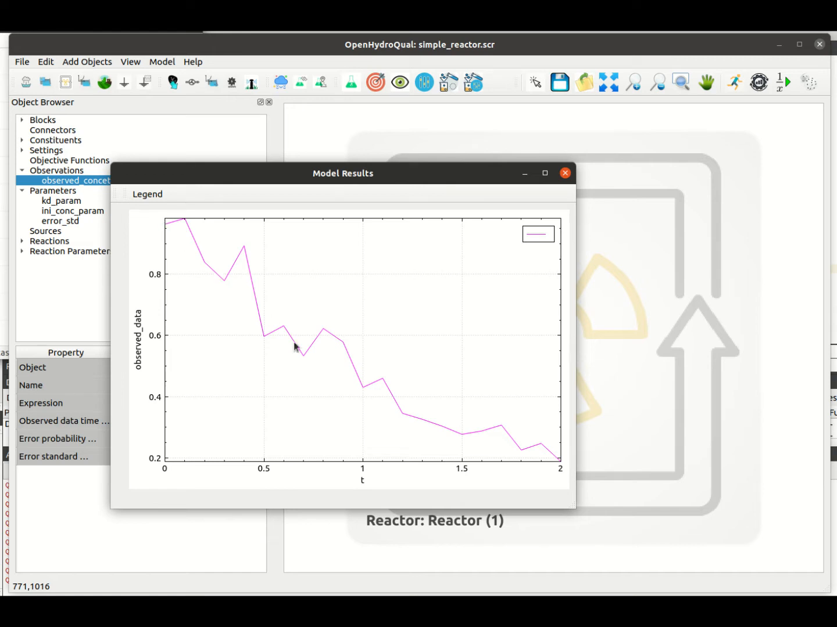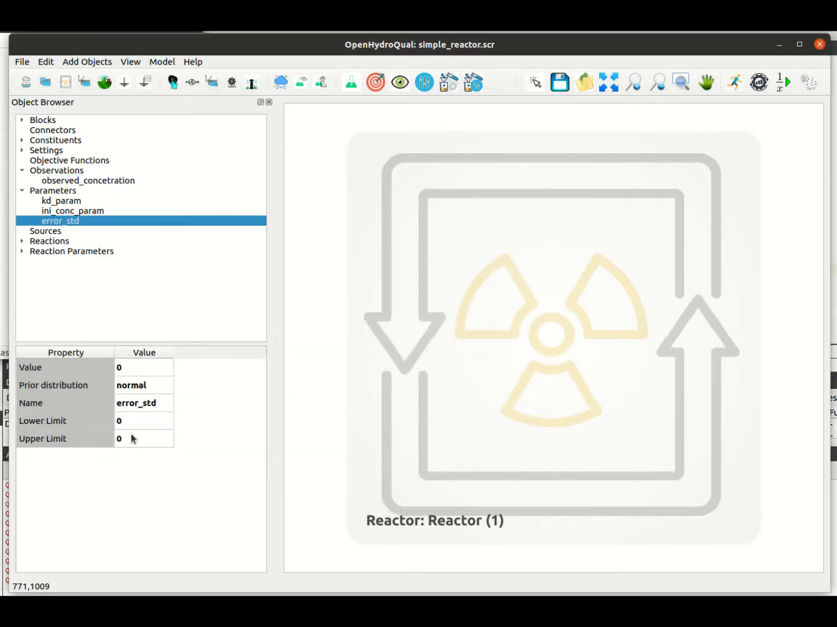But the minimum value, I can't really say based on this, but let's go with, I don't know, 0.05 for this case. We can always do some trial and error. So the value, let's say, I'm going to say 0.1. I can do the prior distribution log normal again. And I have to make sure that when I set the prior distribution log normal, none of my limits can be 0 or negative. So here I'm going to say the upper limit is 1, the lower limit is 0.05. Okay, so now I have the parameters.